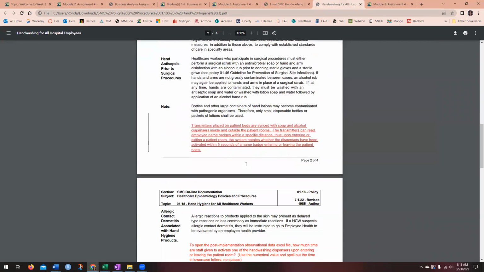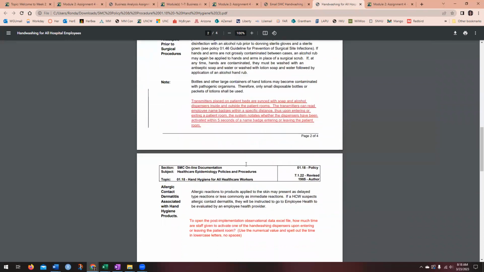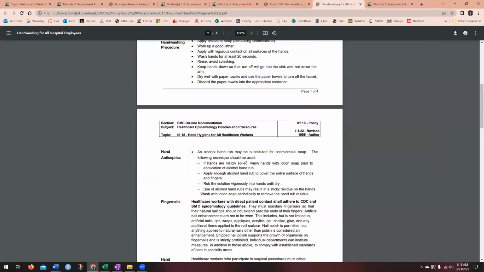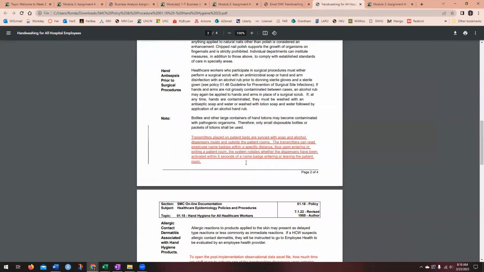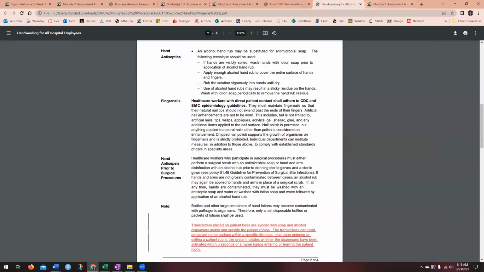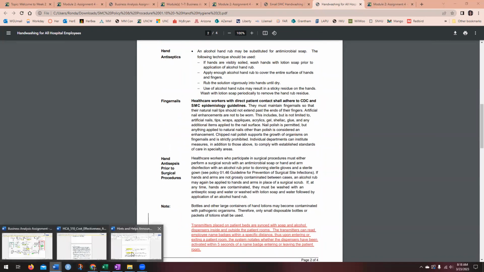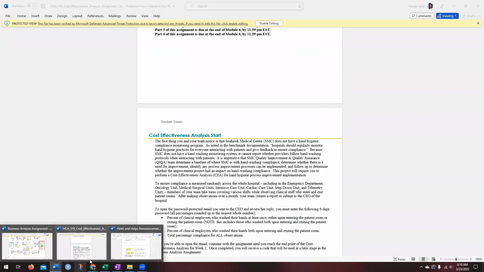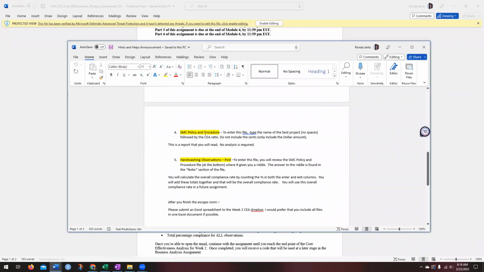It is telling us what's going to happen after we implement our choice, and then it's going to give us a password. And so we are going to use this password to enter in our final file. And now let's go back. So after we've read this, we'll know the information we need to put in. And it says to enter this file, you review the policy. At the bottom, it's going to give you a riddle. The answer to the riddle is found in the note section of the file. So look under note and it'll give you the answer to the riddle.